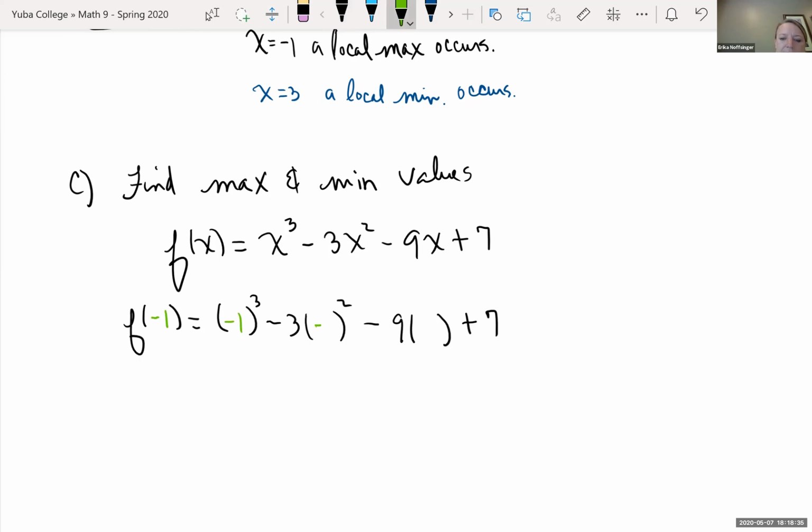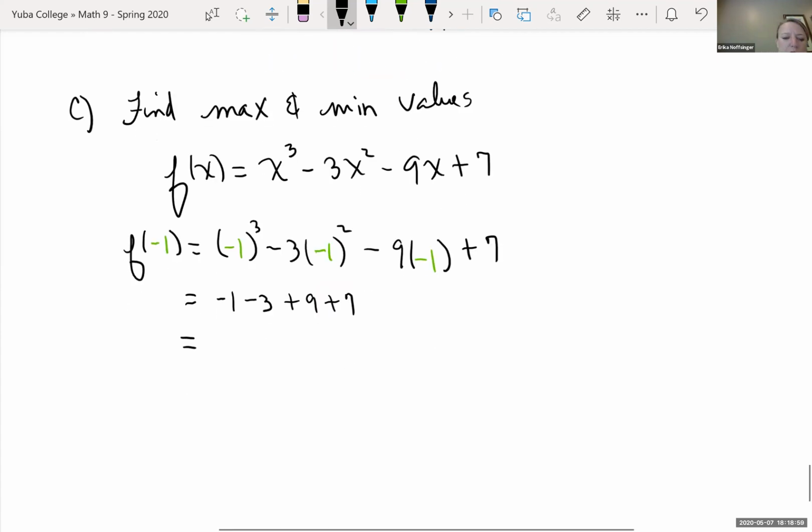Replacing x with a -1 and then figuring out what that value is. So -1 cubed is -1. -1 squared is +1 times the -3 in front, so -3. -9 times -1, so this would be +9, plus 7. So -1 minus 3 is -4. -4 plus 9 is 5. 5 plus 7 is 12.